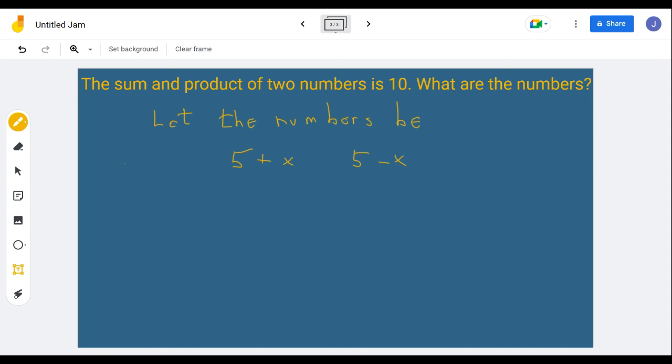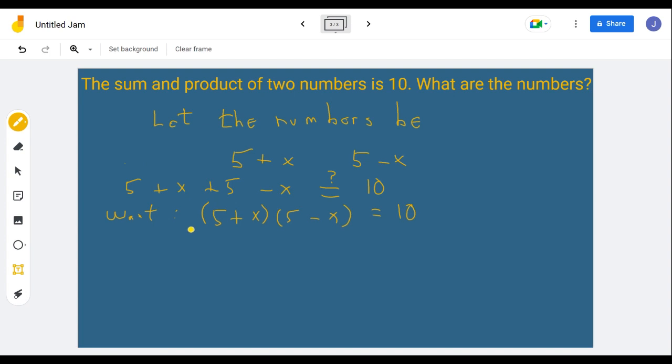And in fact, you can check that. 5 plus x plus 5 minus x, is that equal to 10? I'll leave that for you as a check. It's just some simple algebra. You can check that it's going to work. So what we want is we want 5 plus x, when we multiply them together, we want to get 10.